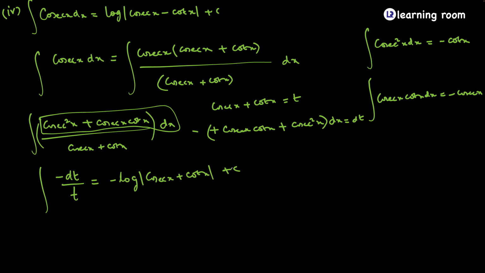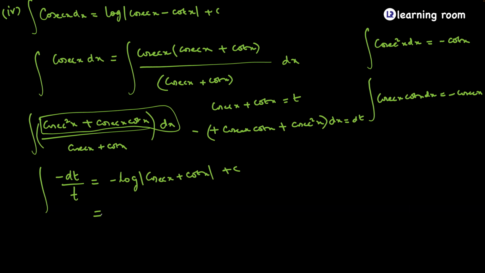plus c. But if you see this and this, they do not match. What I wrote is correct. There is no mistake in it. But they both are not matching because there is this minus outside. So this is also accepted. This is also right. Because when it comes to definite integrals, it doesn't make a difference whether you use this or this. The answer will be the same.